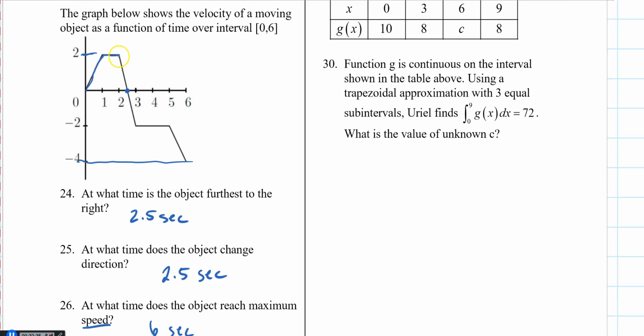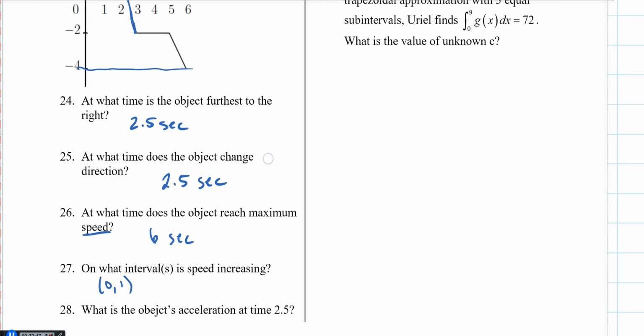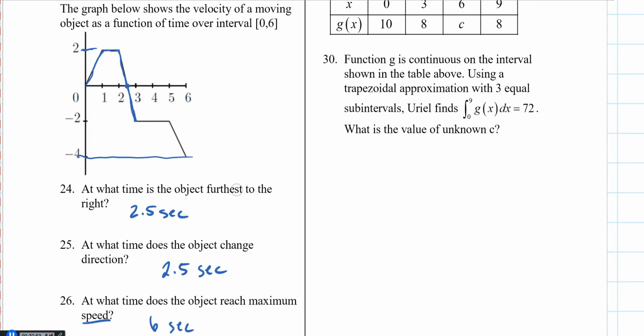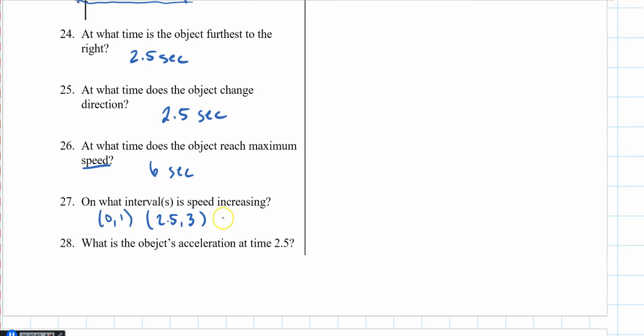From 2 to 2.5, it's decreasing to 0, and then it starts to increase in the negative direction, so we're speeding up again. So that's 2.5 to 3 seconds, because at 3 seconds it stops again, and then it increases again from 5 to 6.